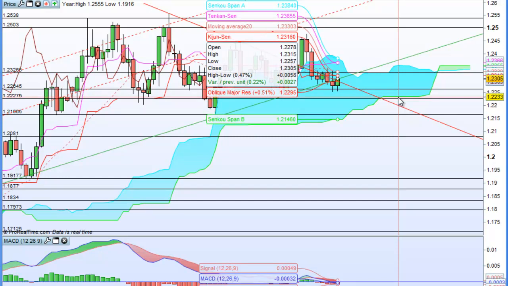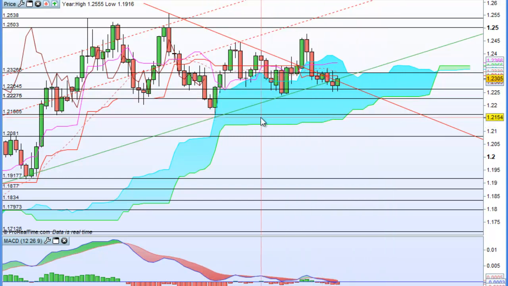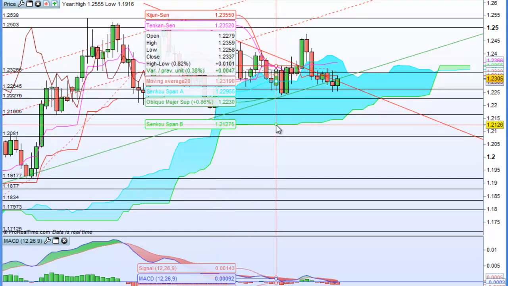That's a key support level to watch, and then a significant support level close to this low. This March low here, this low is the low of 21.68, but the bottom end of the cloud here is the other significant support zone, 121.26.